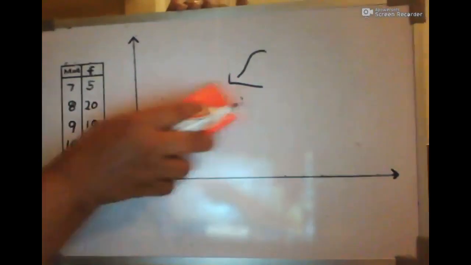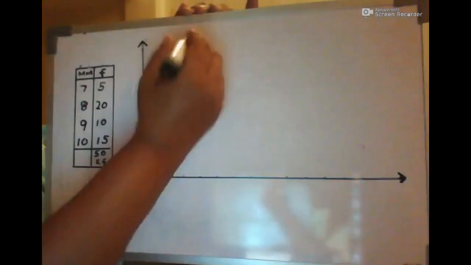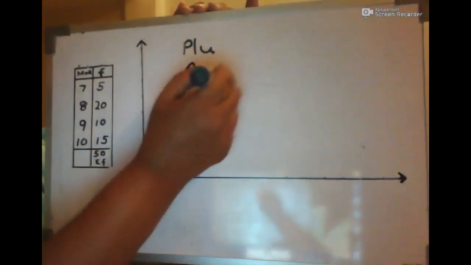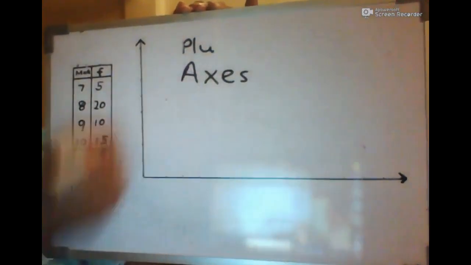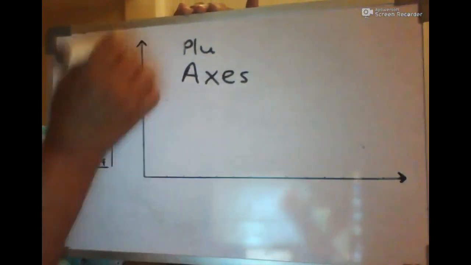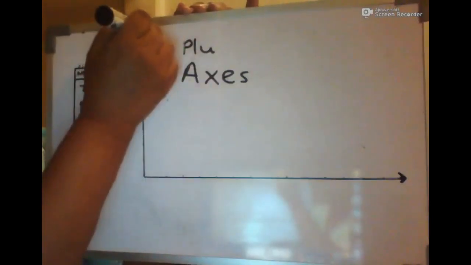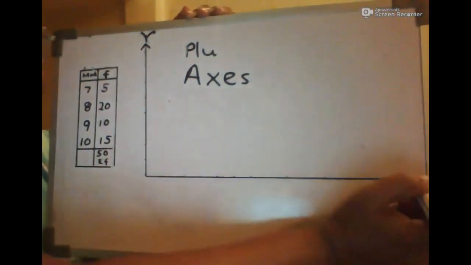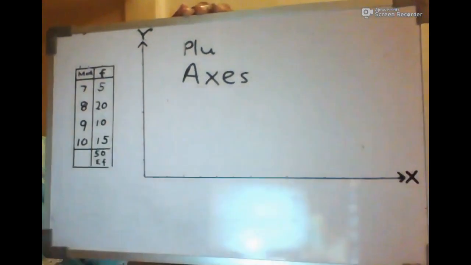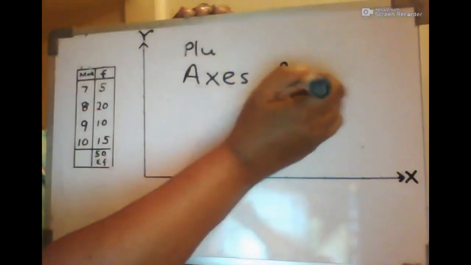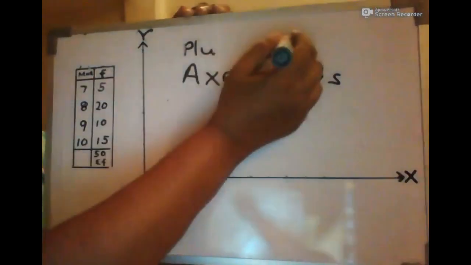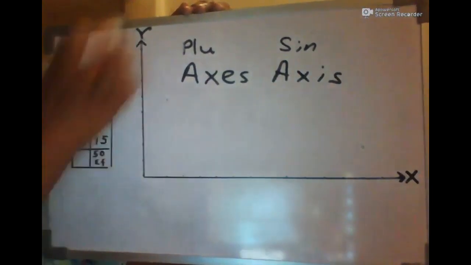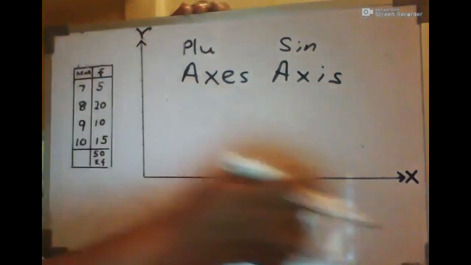Axes. That's in the plural, right? Plural, axes. There are 2 axes. One is the y-axis, and this is the x-axis. This is singular, right? So in a graph there are 2 axes, the y-axis and the x-axis.